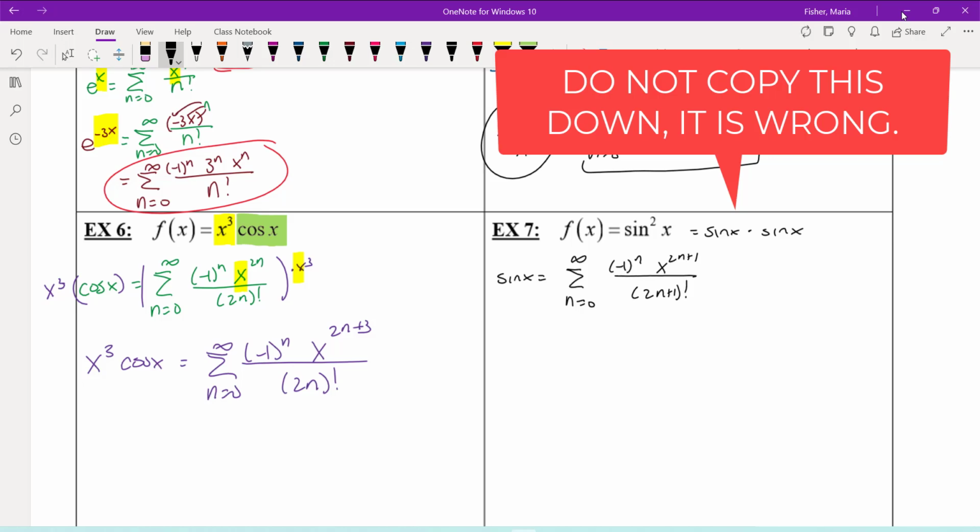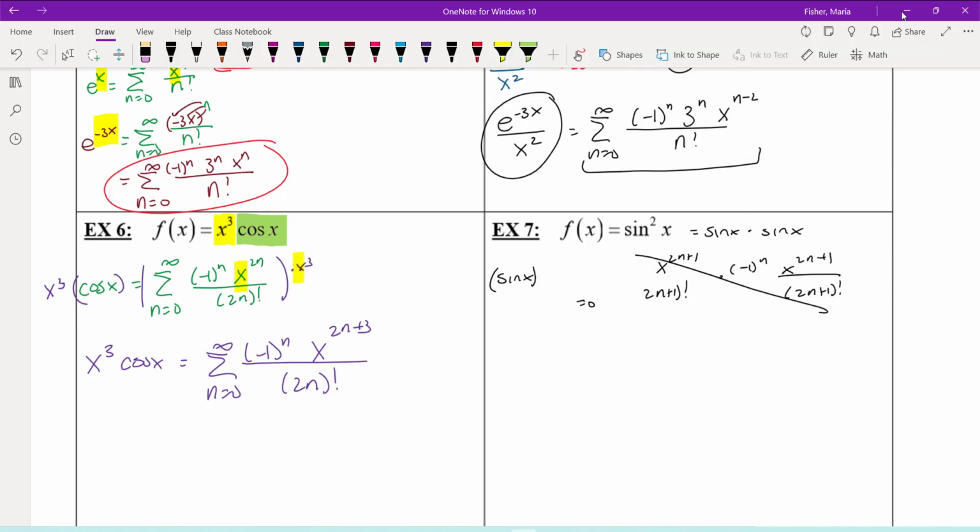all over 2n plus 1 factorial. And they think that they can either square this, so they try to square this, which you cannot do, or they say, well, I can just take it and multiply it by another one because it's just going to be that guy times itself. But again, this doesn't work either, because when you multiply series, you can't multiply series like that. What you would have to do if you were doing multiplication of series is you would have to say, okay, well, what is the sine of x equal to?